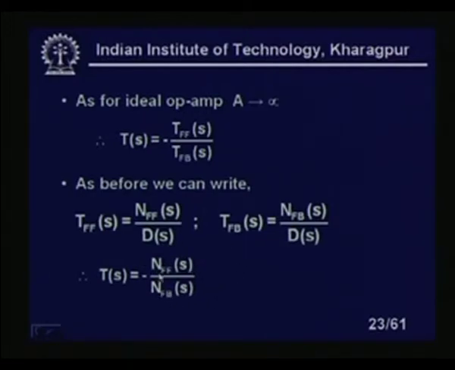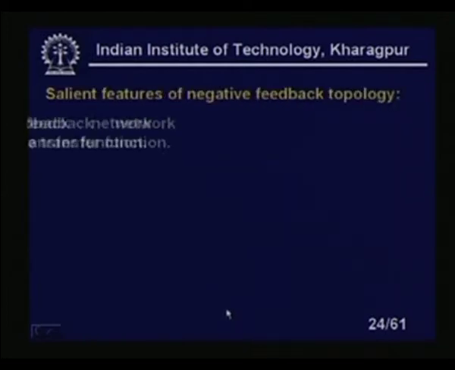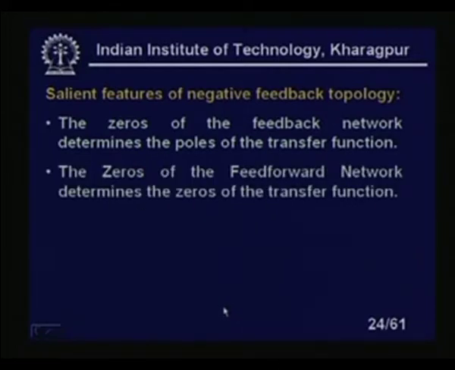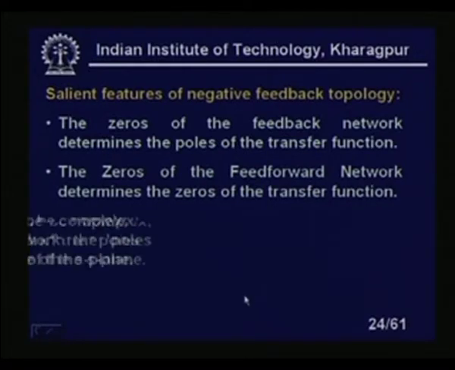That means the poles of the transfer function will be determined by the zeros of the feedback transfer function, and the zeros of the transfer function are determined by the zeros of the feed forward transfer function, right. So, these are salient features. The zeros of the feedback network determine the poles of the transfer function, and the zeros of the feed forward network determine the zeros of the transfer function, right.